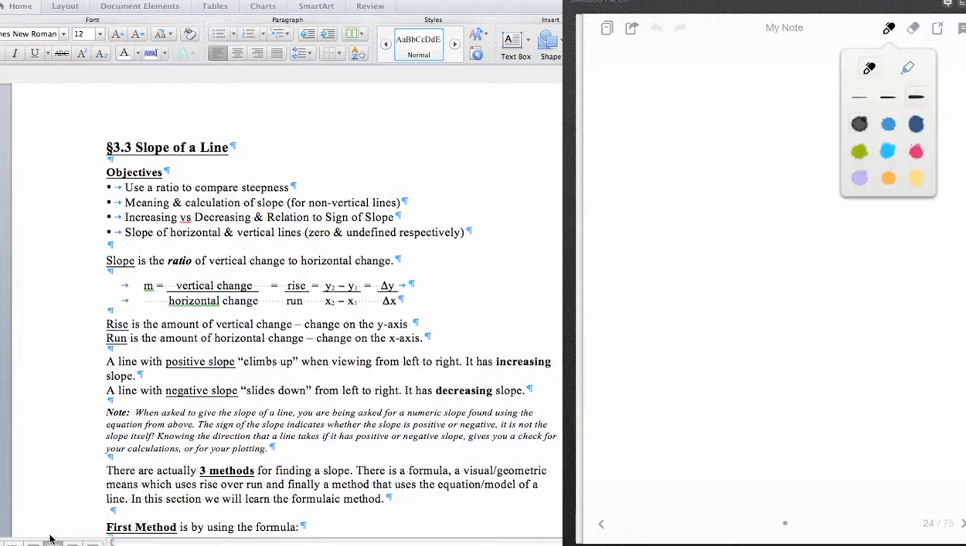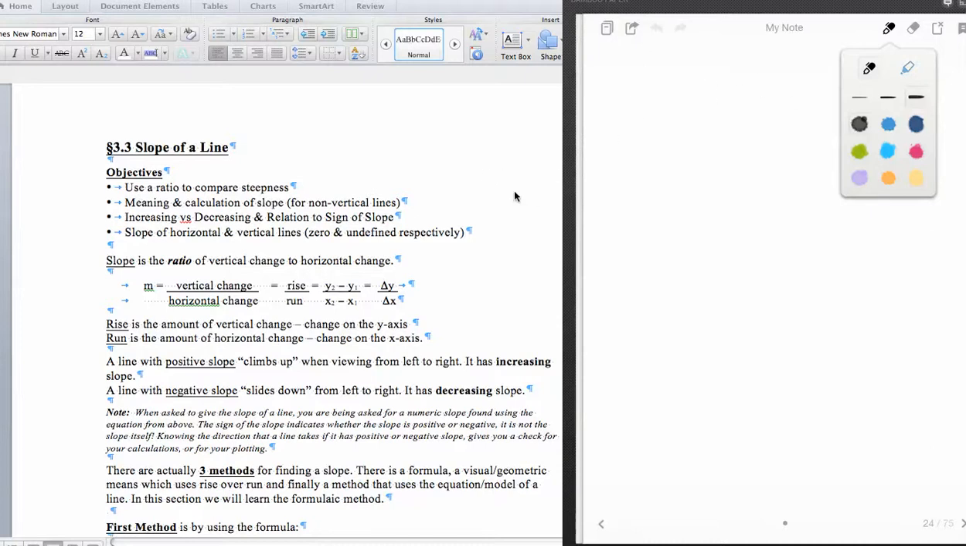All right, this begins our lectures on section 3.3. Our objectives are to use a ratio to compare steepness of lines. We are learning the meaning and calculating the slope for non-vertical lines, and we're discussing increasing versus decreasing slope and the relation to the sign of the slope. We'll also discuss the slope of horizontal and vertical lines, those being 0 and undefined respectively.